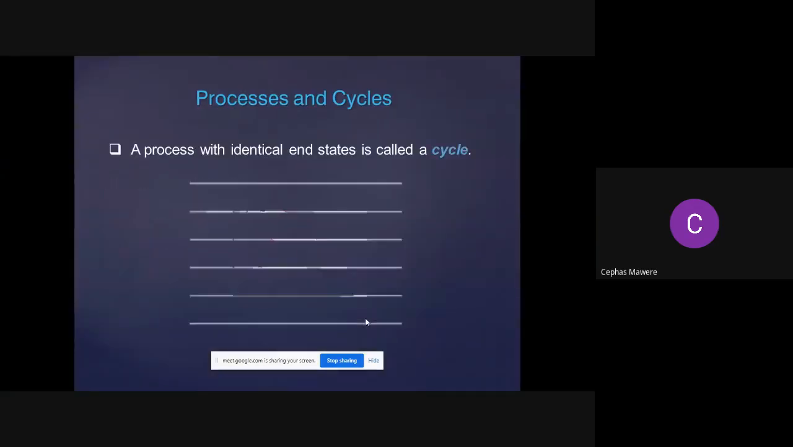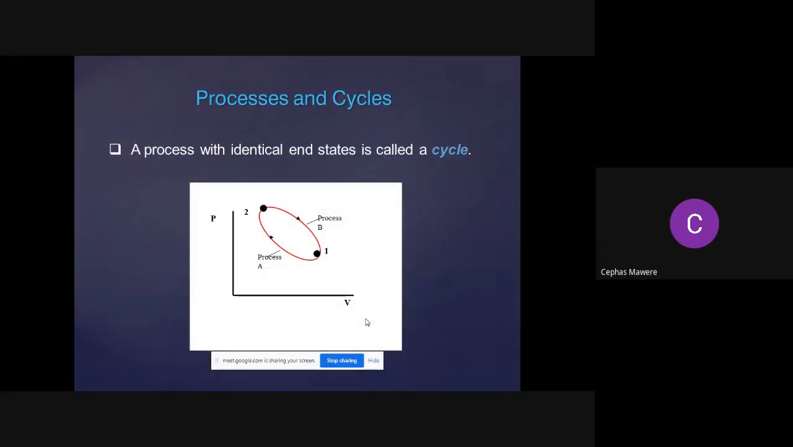Okay, so now, what do we mean by a process? To those who are struggling to follow, a process is where we are moving from initial state 1 to final state 2. So the path that is taken by a system to move from an initial state to a final state is what we call a process. But we also have what we call a cycle. Now, a cycle is a process with identical end states.